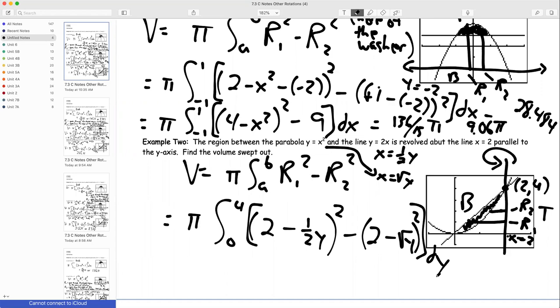Okay, somebody help me out. 2.66 repeating pi, or what's that as a decimal? 8.378. Either one of those. We done now?